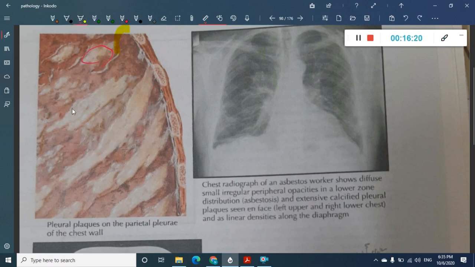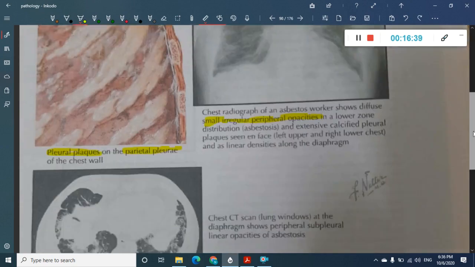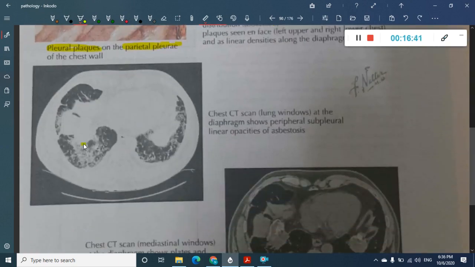Okay, so here you see pleural plaques. Pleural plaques are seen on the parietal pleura. So this is the chest radiograph which is showing small irregular peripheral opacities in the lower lobe. See, these peripheral opacities are seen in the lower lobe, and even here, all these opacities are due to asbestosis. Then this is the CT chest where you see all these opacities.